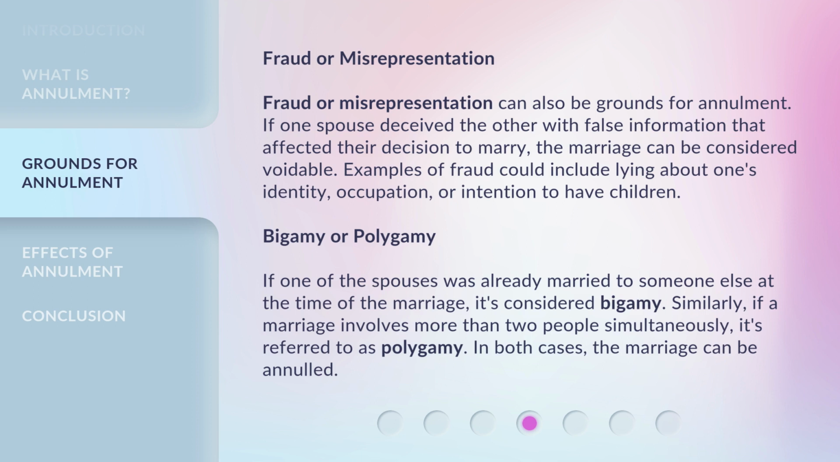Bigamy or polygamy. If one of the spouses was already married to someone else at the time of the marriage, it's considered bigamy. Similarly, if a marriage involves more than two people simultaneously, it's referred to as polygamy. In both cases, the marriage can be annulled.